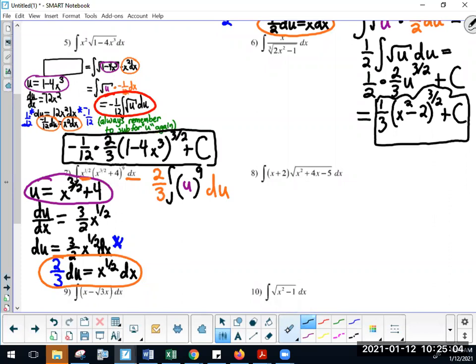So take a look at that. If we started with that, could you do that antiderivative right there? If you had 2/3 times the antiderivative of u to the 9th power du, can you do that one? Absolutely, that's a power function. We got that. Okay. Doable.